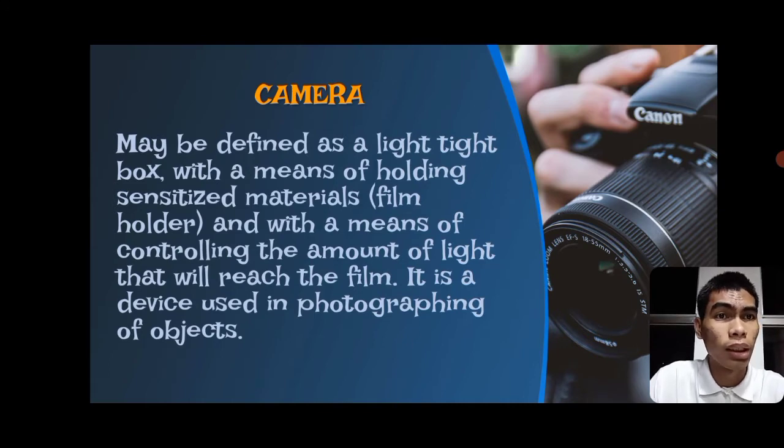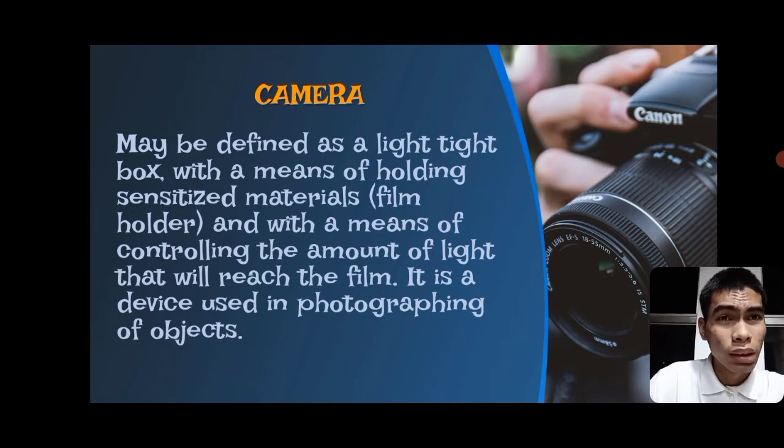Camera may be defined as a lighted box with a means of holding sensitized materials, a film holder, and a means of controlling the amount of light that will reach the film. It is a device used in photographing objects. So it means a camera is a lighted box with a light gathering device and a means of blocking unwanted or unnecessary light from reaching the sensitized materials.